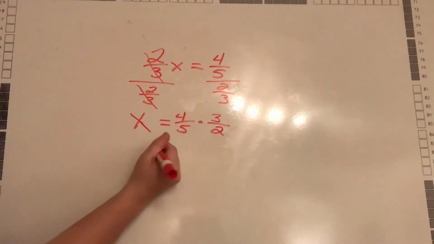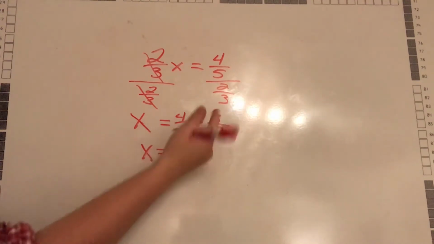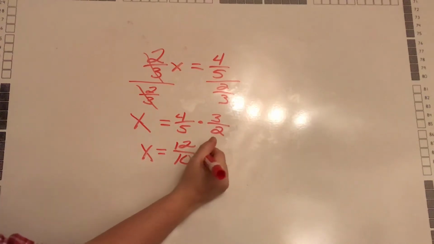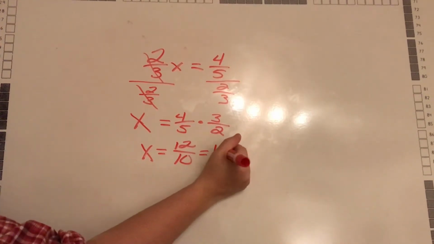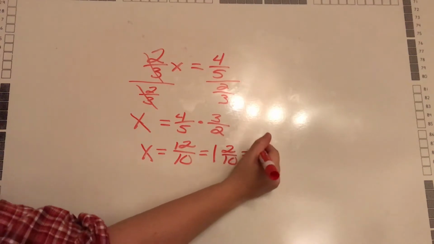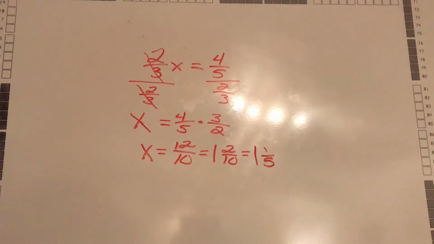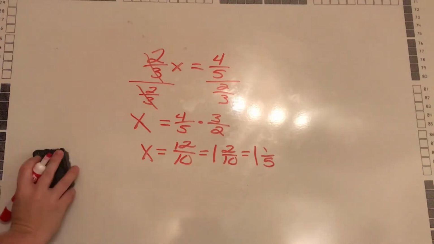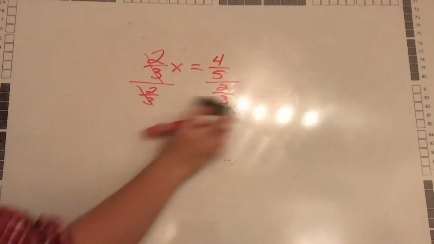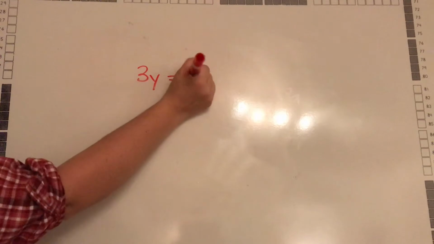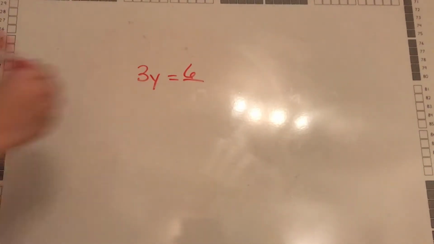Okay? And 4 times 3 is 12. 5 times 2 is 10. Simplify that down to 1 2/10, which equals 1 and 1/5. So x equals 1 and 1/5. So let's try another one like that. Example 2b gives us 3y equals 6/7.